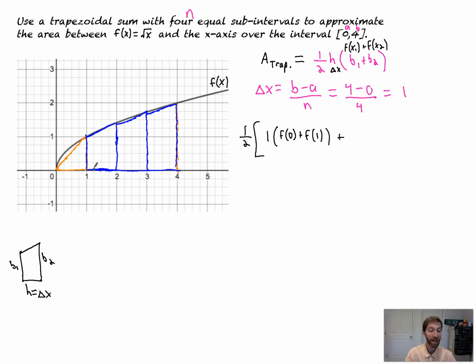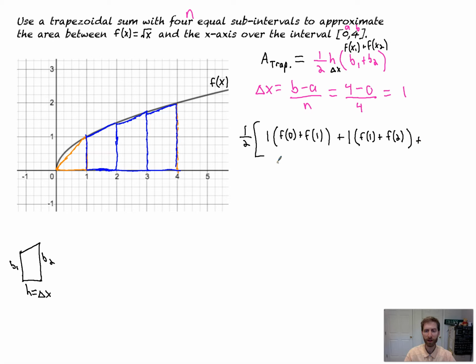Plus, what's the next height? 1. That's delta x. Times, what's base 1? Well, that would be the height here. That's f of 1. So that'd be the height of the curve. And then base 2 of that trapezoid would be right here. That's f of 2. Oh, starting to see how this is forming there? Notice the overlap. It's the same number here because f of 1 was both the base of the first trapezoid, as well as the base of this second trapezoid.